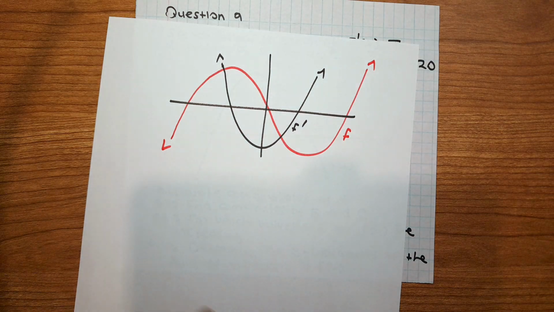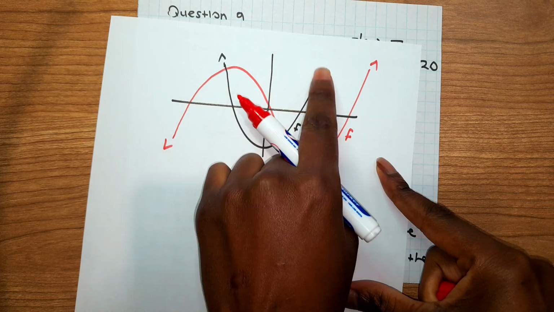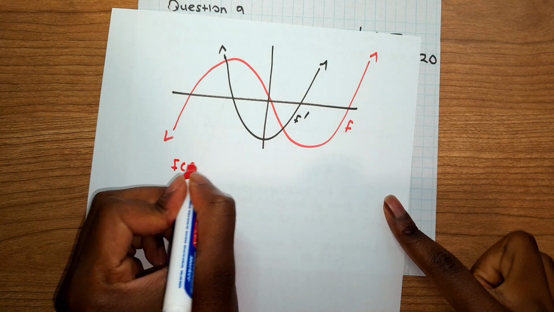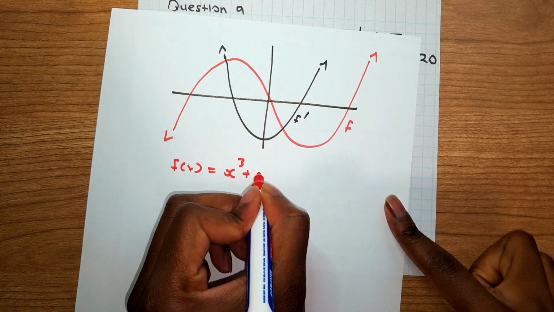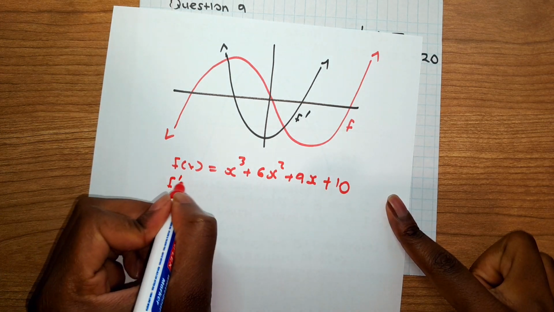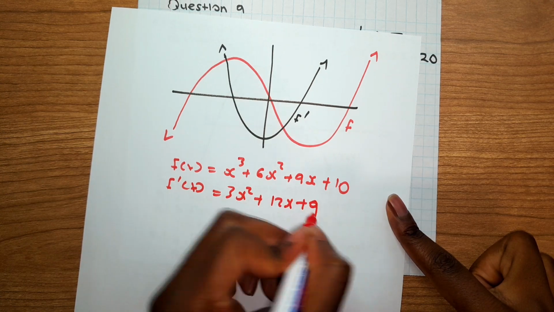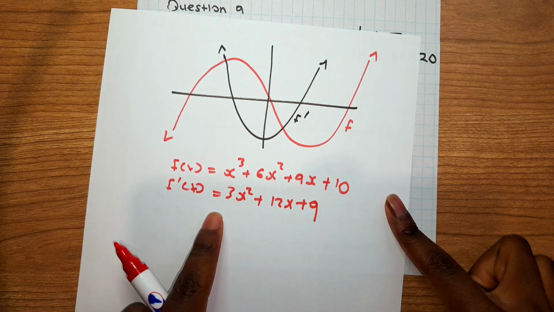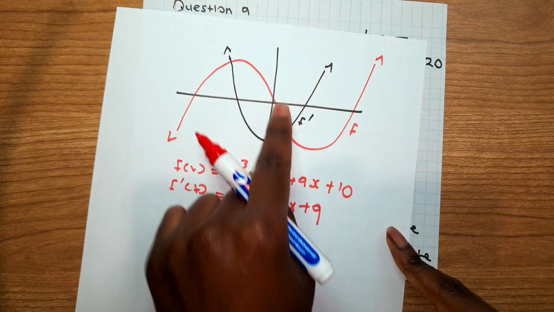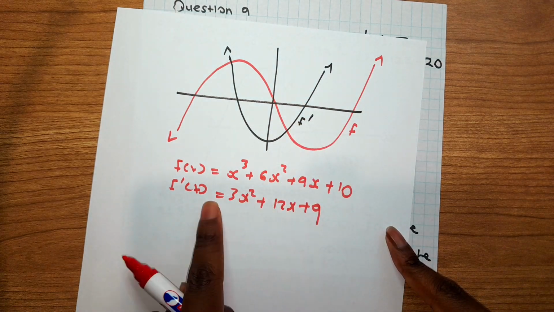Remember that if this is a cubic function, if you derive a cubic function, what do you get? You get a quadratic expression. Let me give you an example. If f at x equals x cubed plus 6x squared plus 9x plus 10, if you derive this, you actually get 3x squared plus 12x plus 9. So the derivative of a cubic function is a quadratic function. So this is a cubic function, and when you derive it, you're going to get a quadratic expression.